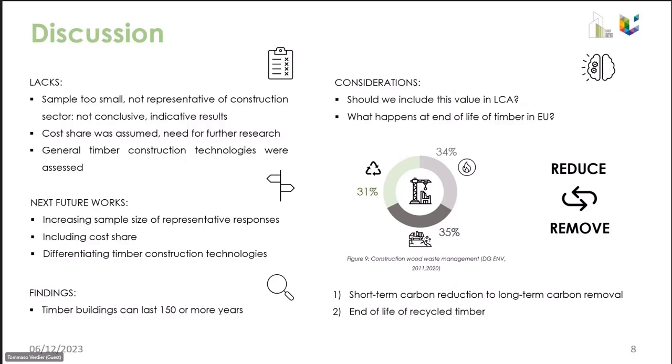Also, the cost share, so the y-axis of the graph, was not assessed, and we didn't differentiate for the same construction technology among different timber materials. So, for instance, we didn't differentiate for a column between an LVL or a glulam column. So, a suggestion for future work, of course, is to expand this sample size, to include the cost share, as well as to differentiate among the different construction technologies.